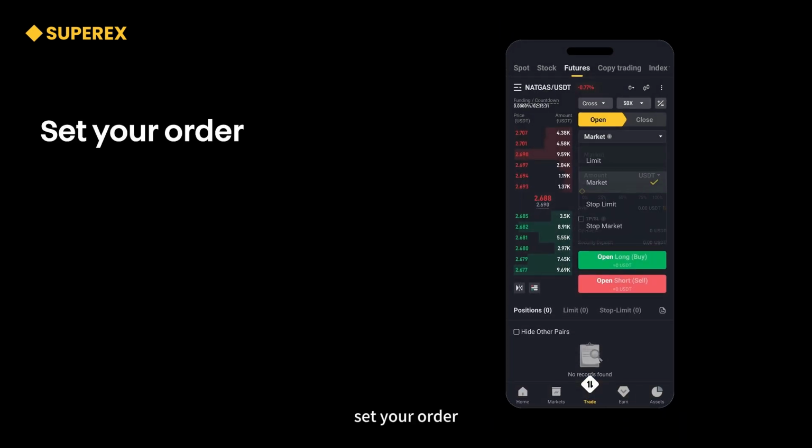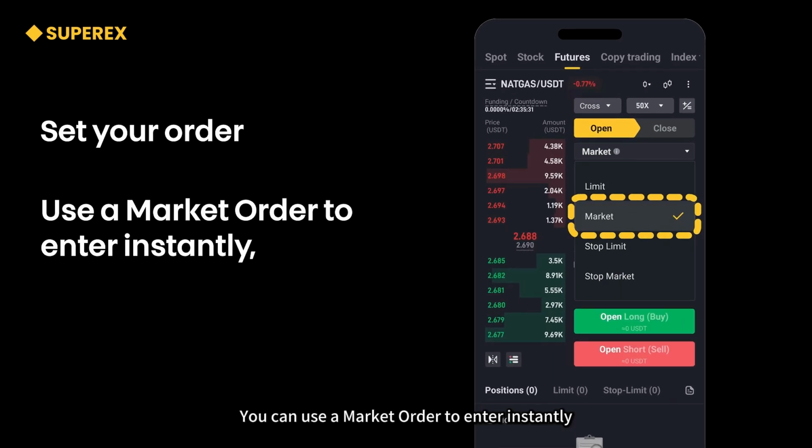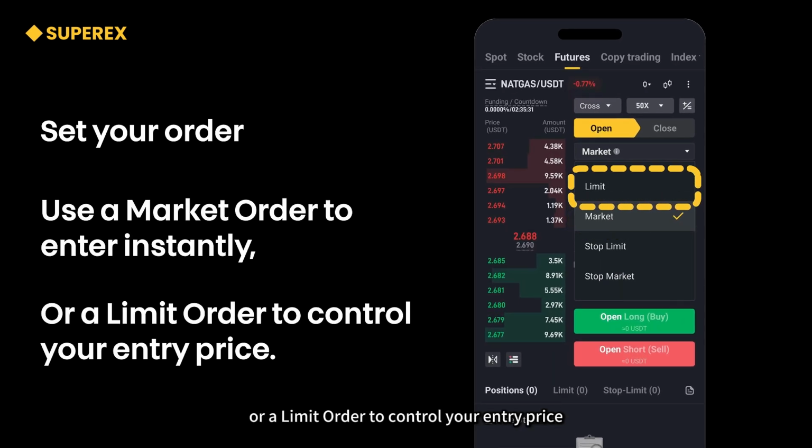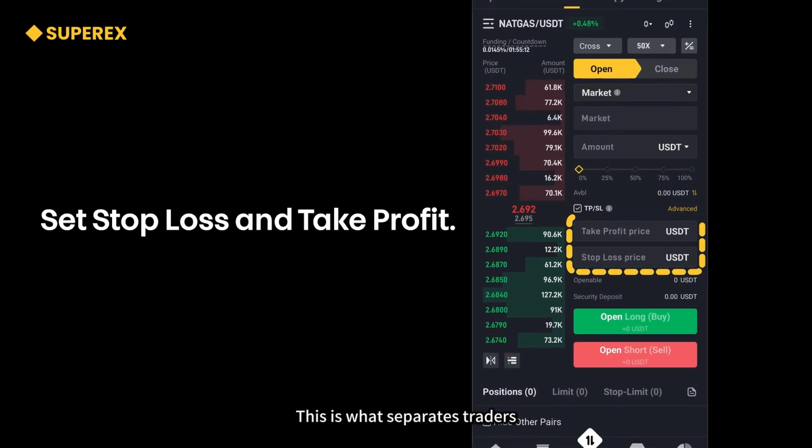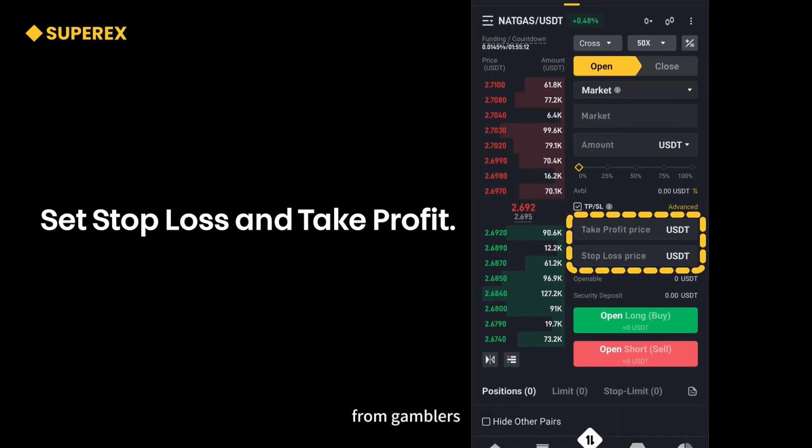Step 7. Set your order. You can use a market order to enter instantly, or a limit order to control your entry price. Before you confirm, set your stop loss and take profit. This is what separates traders from gamblers.